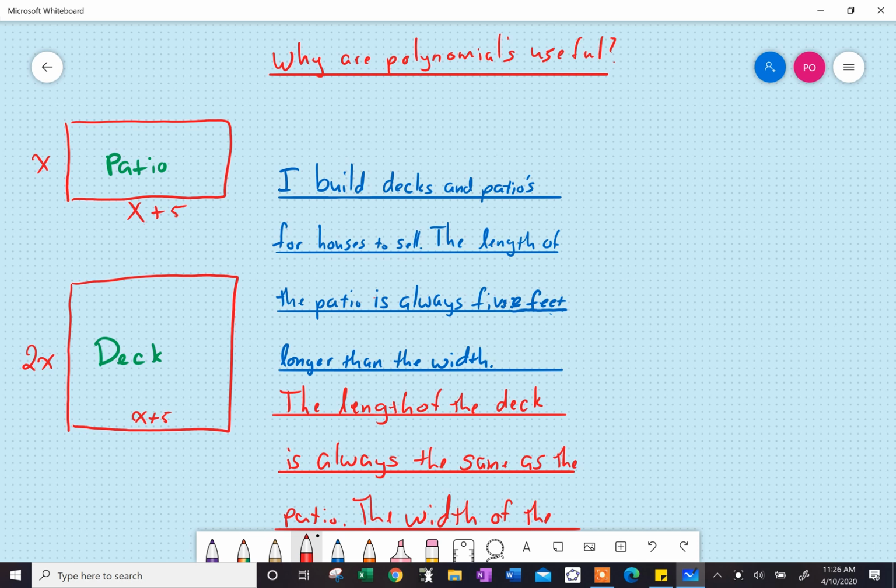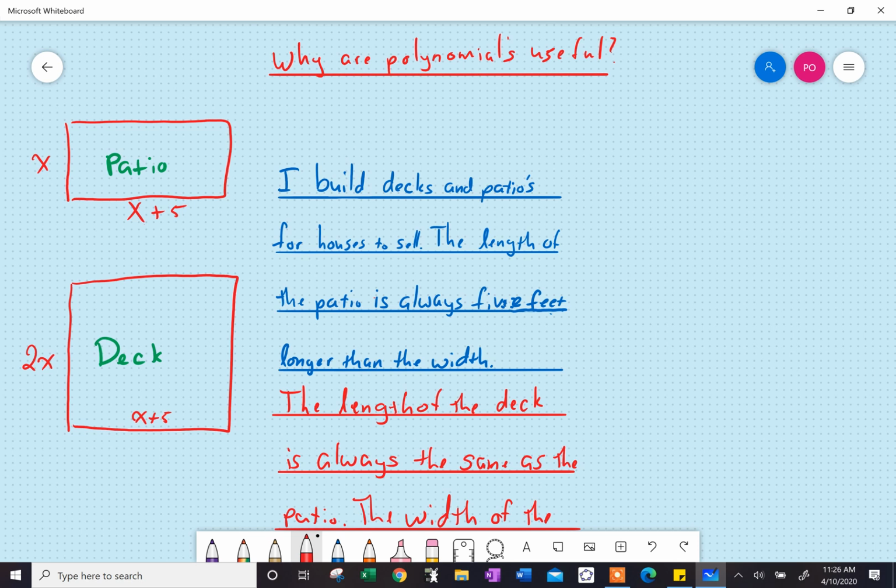So let's say at some point in time you grow up and you decide that you are going to build decks and patios, and then you get money for it, and that's always good. Always getting money is always good. So here's the deal. When you build a patio off of a deck, you'll probably want the two to be the same size. However, we don't know how big the patio is going to be, and we don't know how big the deck is going to be. So what I did was this.